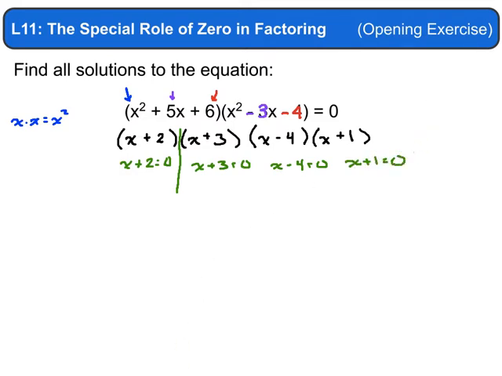And so we're going to get our results. We subtract 2 from this side, so we get x equals -2. We subtract 3 from this side, so we get x equals -3. We add 4 to this side, so we get x equals 4, and we subtract 1 from this side, and we get x equals -1. These are our solutions.